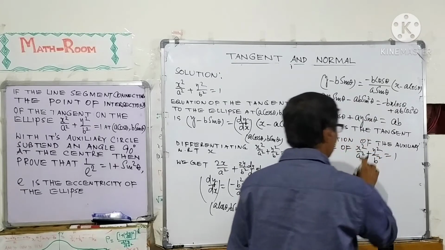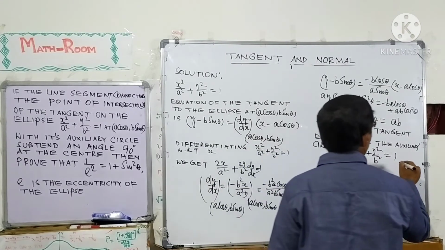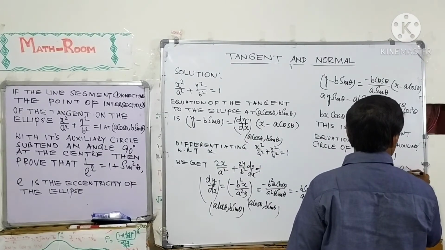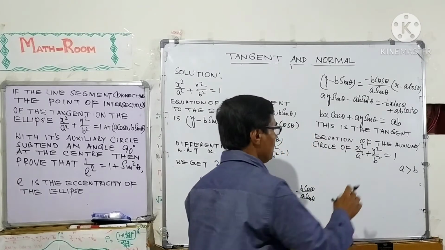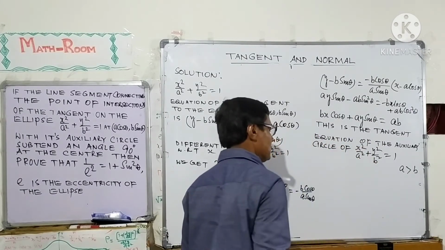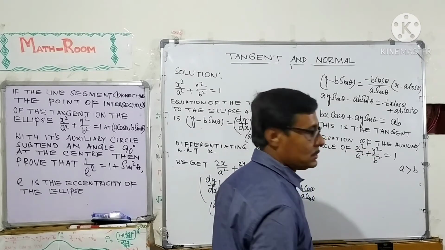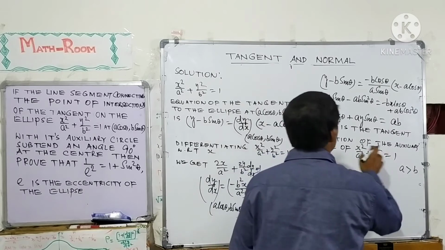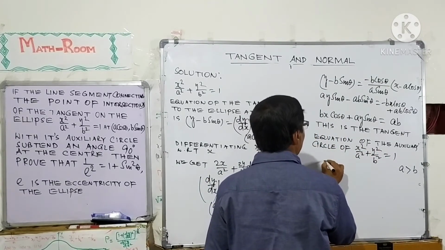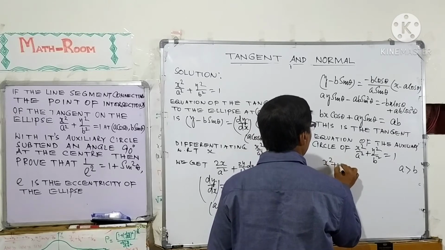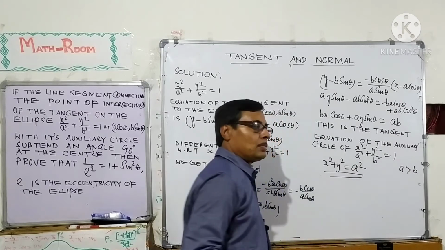x square over a square plus y square over b square equals 1. Here x is the major axis, that is a greater than b, provided a greater than b, if we consider the major axis as x and the minor axis as y. So the equation of the auxiliary circle is x square plus y square equals a square. This is the equation of the auxiliary circle.